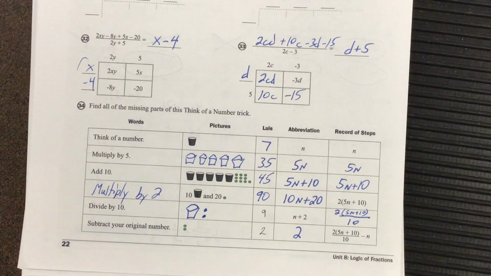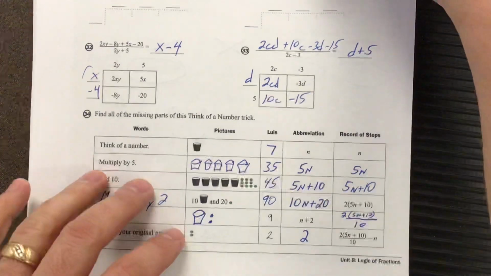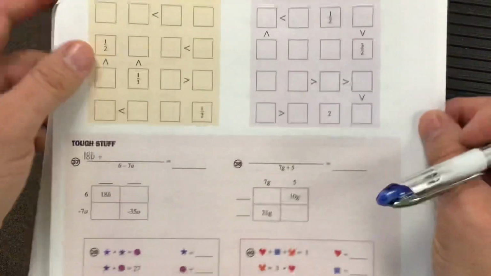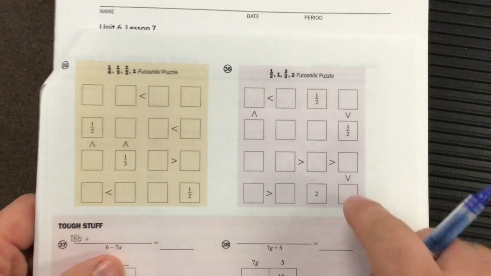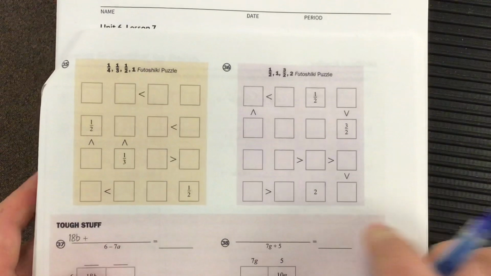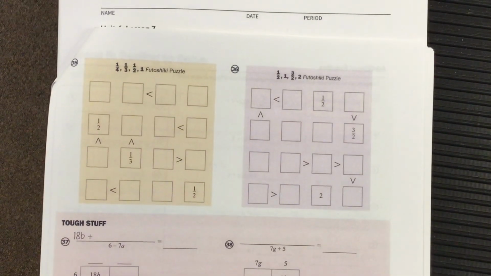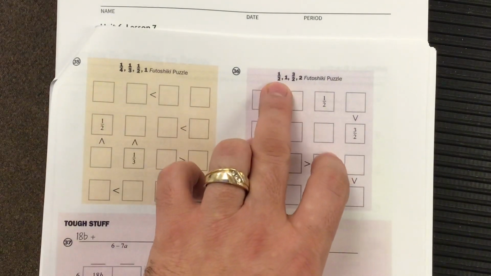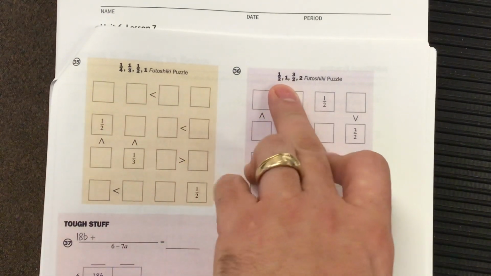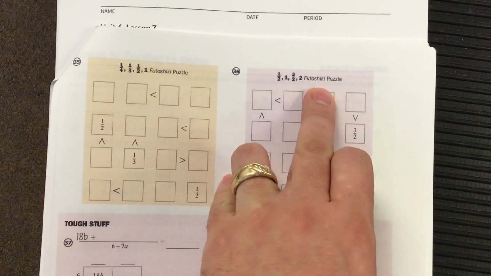All right, last page. I want to discuss these. They have not been going well for some of us. I think we just put random numbers in there. Now, here are your numbers: 1/2, 1, 1.5, and 2.